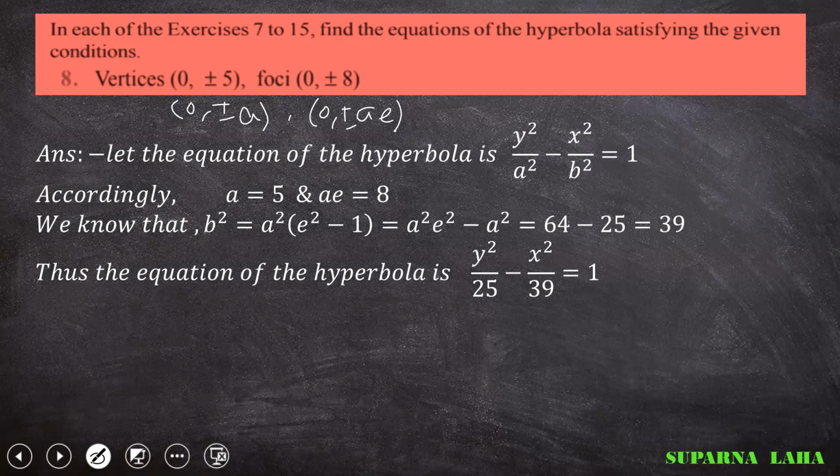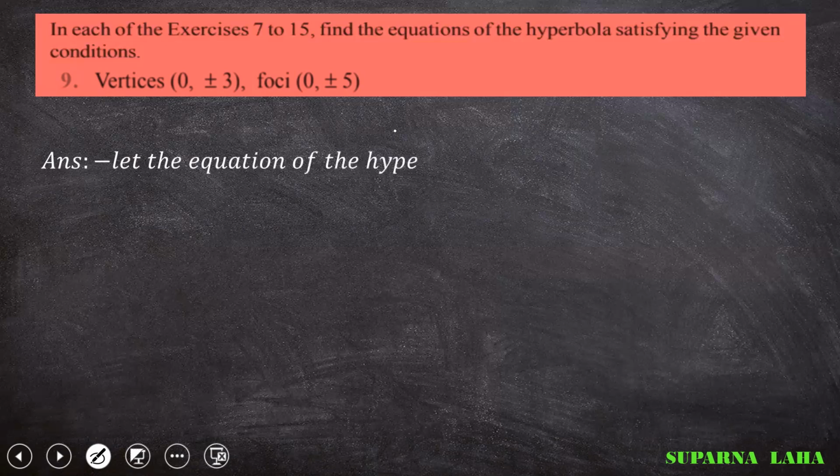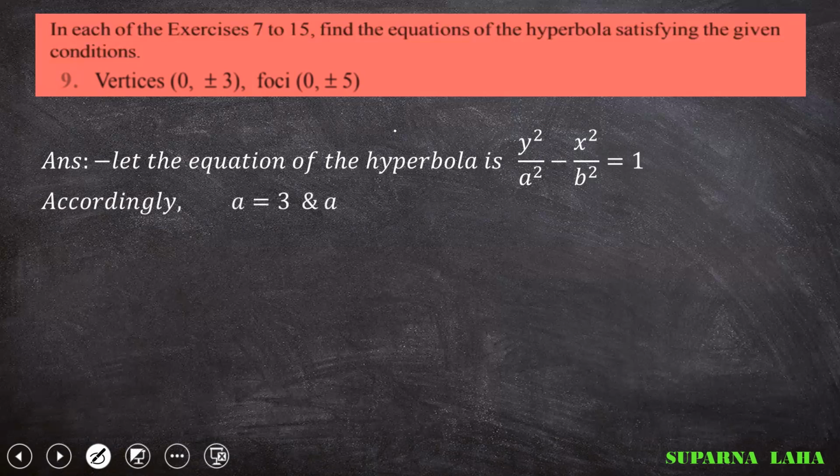So the questions are very easy. Just information is given, you need to find the equation. Next, question number 9. Vertices 0 comma plus minus 3, foci 0 comma plus minus 5. Now they are on the y-axis. So we can take the equation of the hyperbola as y square by a square minus x square by b square equals 1, where a is equal to 3 and a into e is equal to 5. I don't think I need to repeat from where we get the values of a and ae.